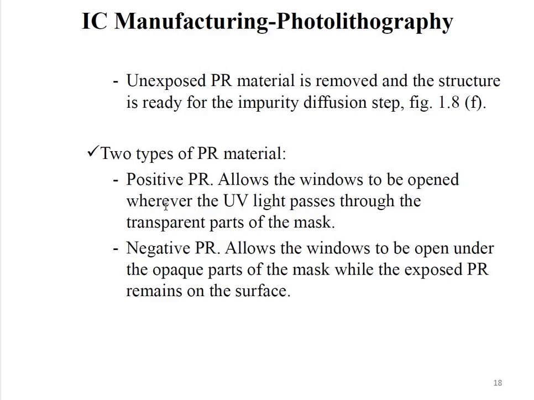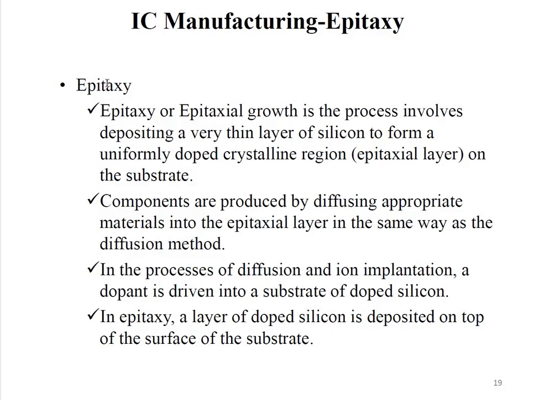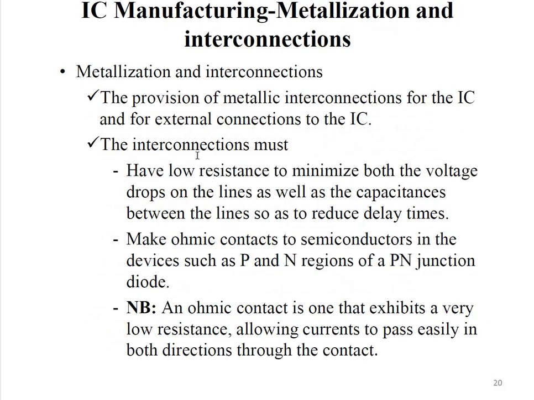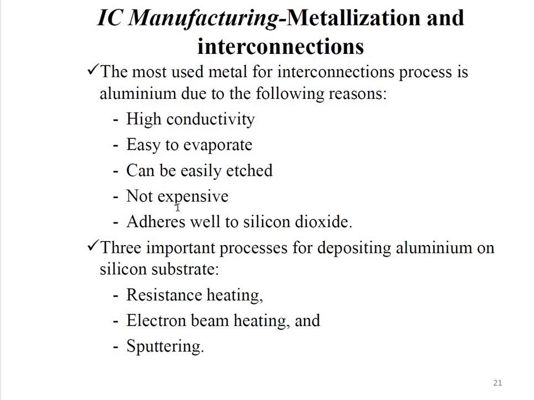There are two types of photolithography materials. Positive PR allows the window to be opened wherever the UV light passes through the transparent parts of the mask. Negative PR allows the windows to be opened under the opaque parts of the mask, while the exposed PR remains on the surface. It's followed by epitaxy or epitaxial growth, a process which involves depositing a thin layer of silicon to form a uniformly doped crystalline structure on the substrate. And then metallization and interconnections: provisions of metallic interconnections for the IC and for external connections to the IC.